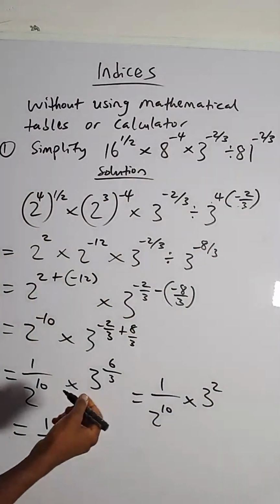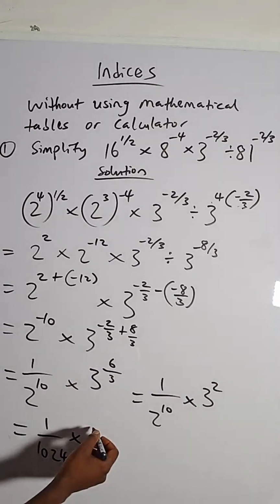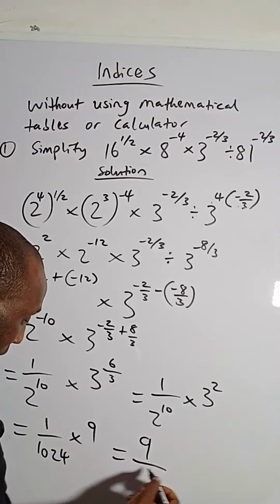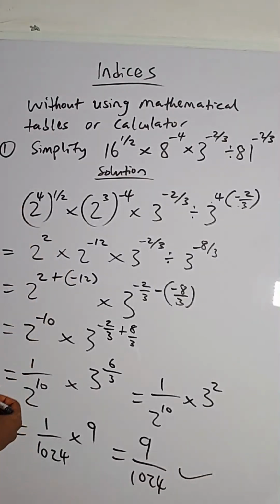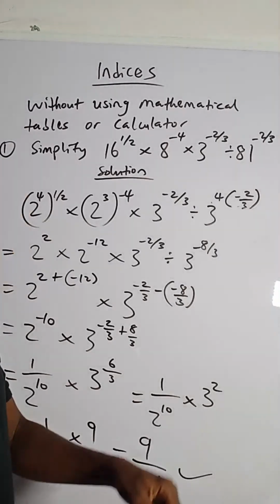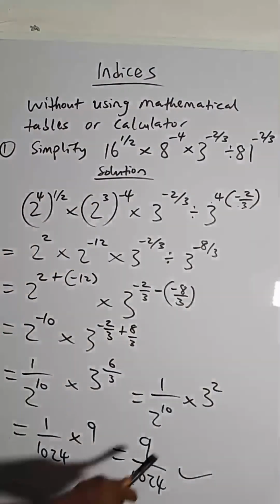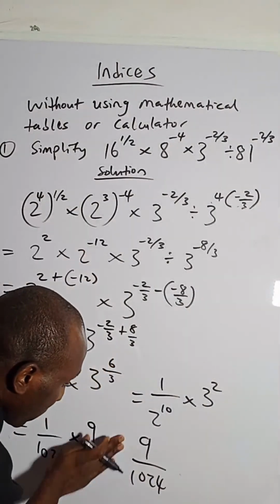Okay, it's 1024. Then times 3 raised to the power of 3 is 9. So finally, you have 1 times 9 is 9, then over 1024. So men and women, this is your answer, 9 over 1024. Your final answer is 9 over 1024. This is your final answer.